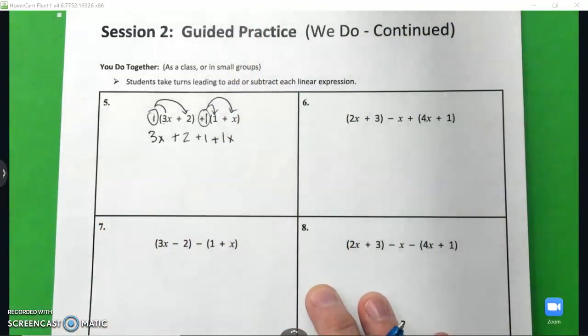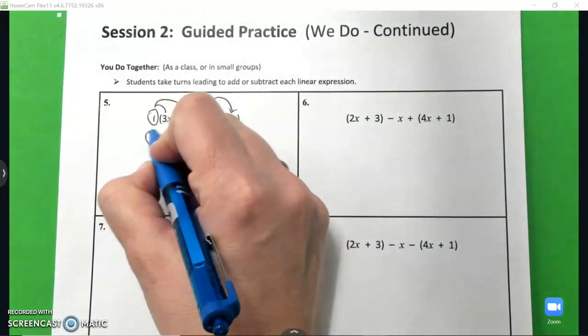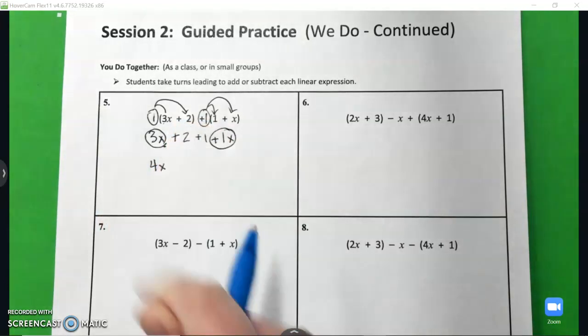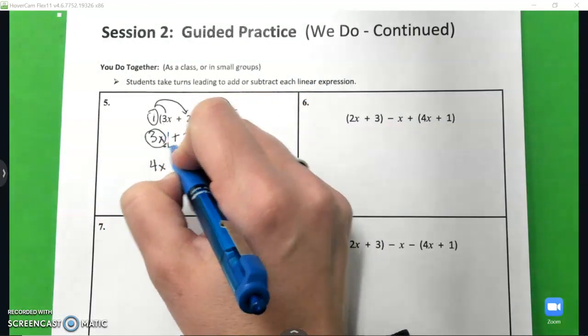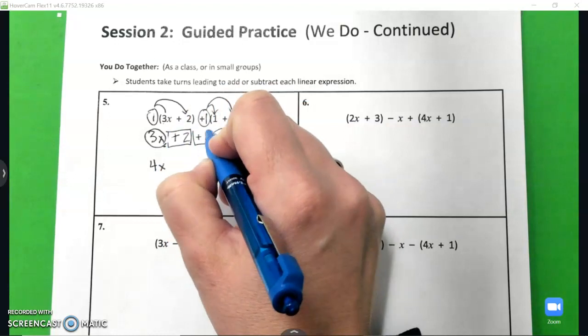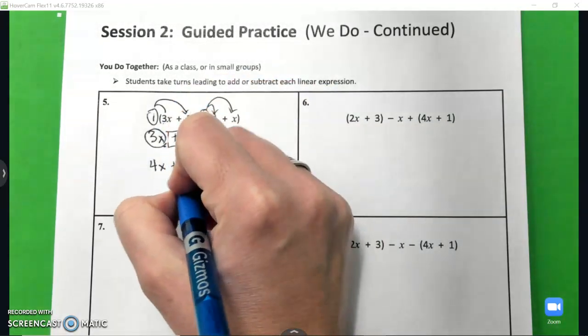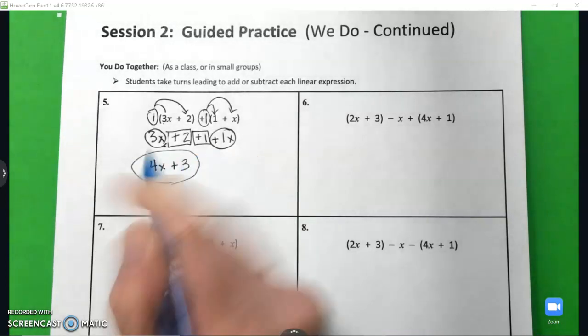And now we're going to combine our like terms. So 3x plus 1x would equal 4x. And then I have plus 2 plus 1. 2 plus 1 is going to be 3. So this would be my simplified version.